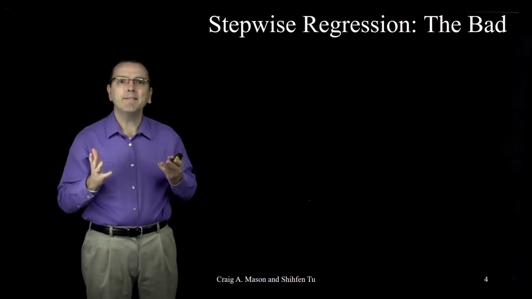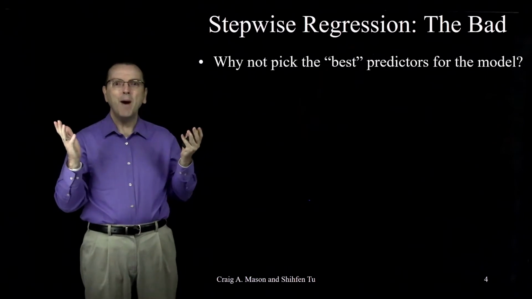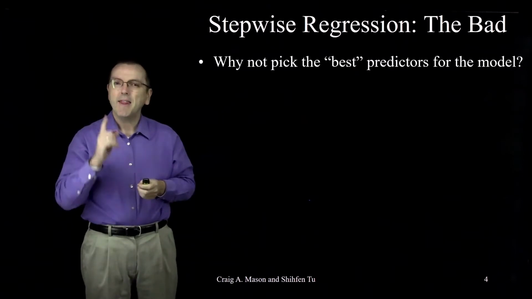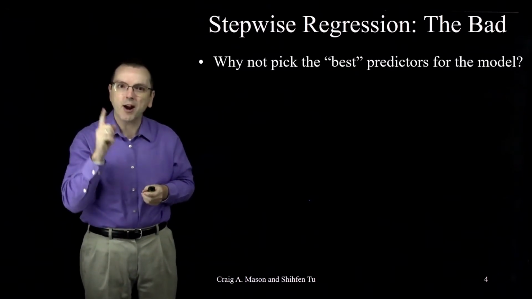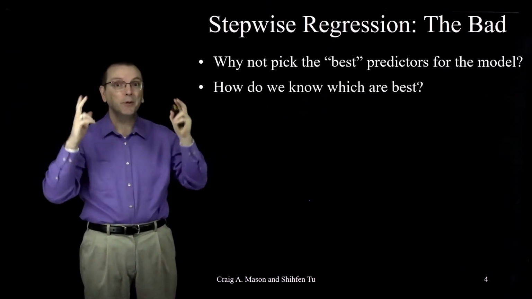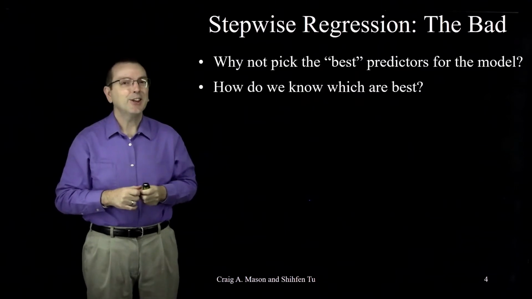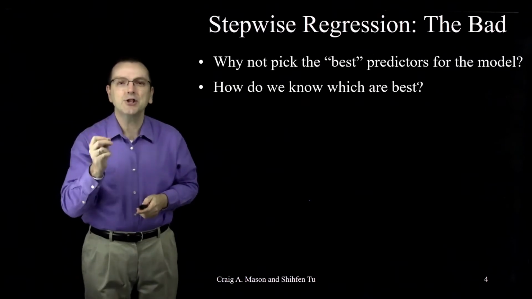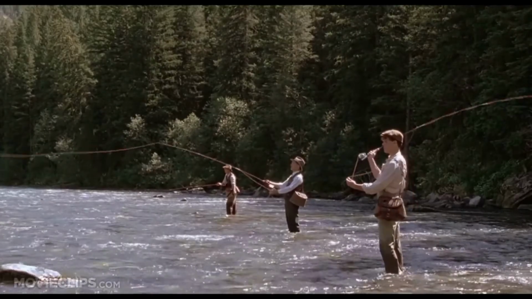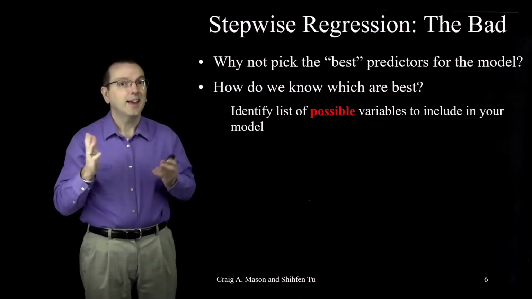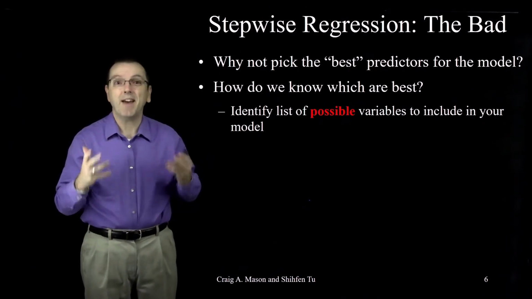Stepwise multiple regression is the answer to that inevitable question of why don't you just pick the best set of predictors for your regression model? Well, that's what stepwise multiple regression tries to do. So how does one pick the best set of predictors? You do it through an awful lot of fishing. In this case, fishing for effects.